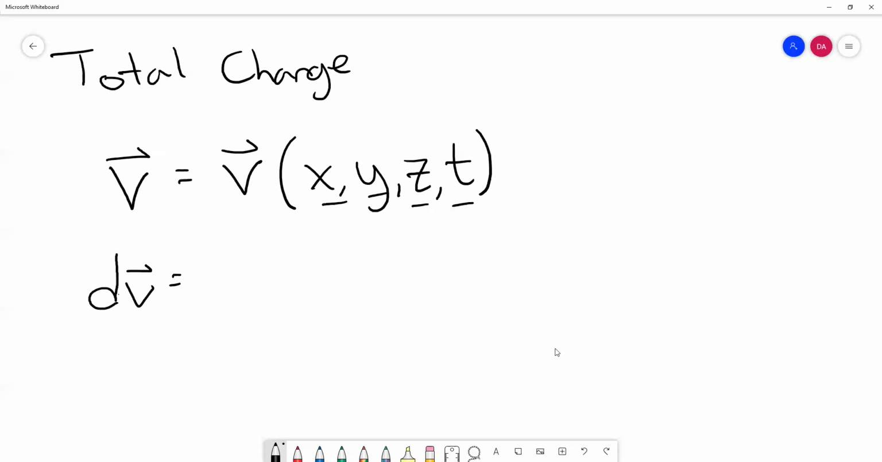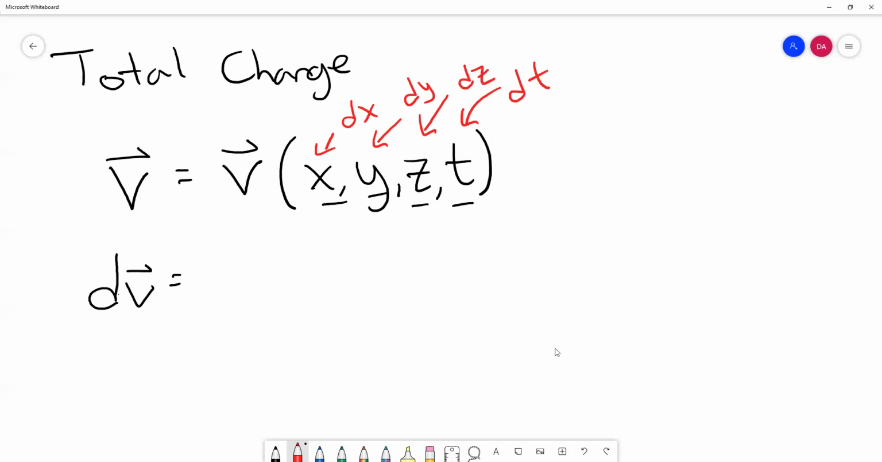So first, for an infinitesimally small change in velocity to occur, we need to have an infinitesimally small change in one or more of its variables. In other words, the only way we can get dv, an infinitesimally small velocity change, is by getting an infinitesimally small change in x, or in y, or in z, or in t, or a combination of those.